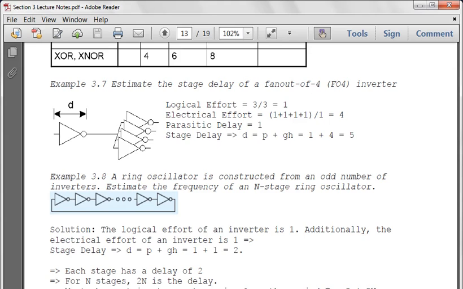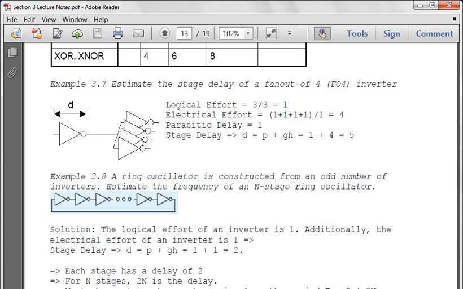So here's the other trick about inverters. In order to get the entire frequency, and this is where the wording of the problem is important, estimate the frequency. The stage delay has to happen twice. The reason is you get your initial input, it changes to 1, and it changes to 0. The frequency is the time it takes to get back to the initial value, right? So therefore, you have to multiply it by 2.